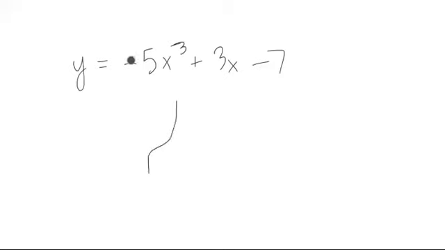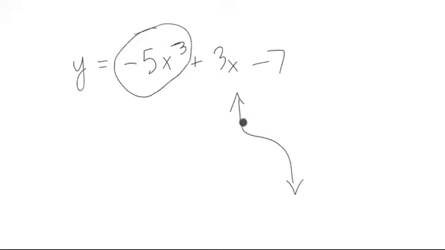Now, what about the end behavior of something like negative 5x cubed plus 3x minus 7? Now, the graph of an x cubed function looks like this. If you make it negative, it actually looks like that. So the end behavior of this particular function just follows the leading term itself, and it'll be up, down. When in doubt, you can always just graph the leading term and see.